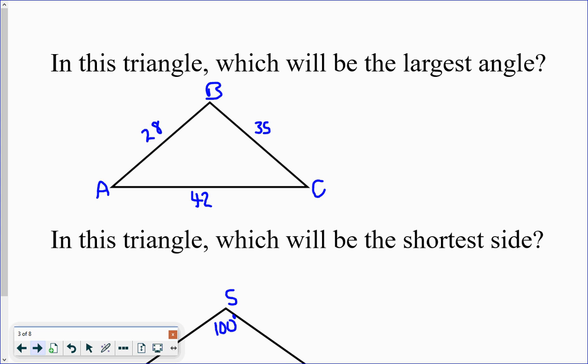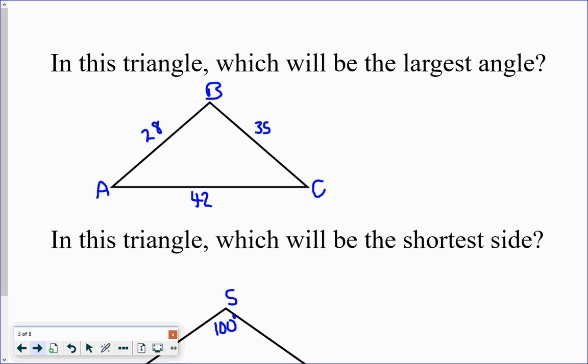And then lastly, sometimes the questions are worded a little different. They won't put an X on their thing, or they won't put a question mark, or they won't say find this angle right here. They'll word the questions a little strangely. So it says, in this triangle, which will be the largest angle? And then the next example, it says, in this triangle, which will be the shortest side? So what you have to know is that the largest angle will always be across from the longest side.